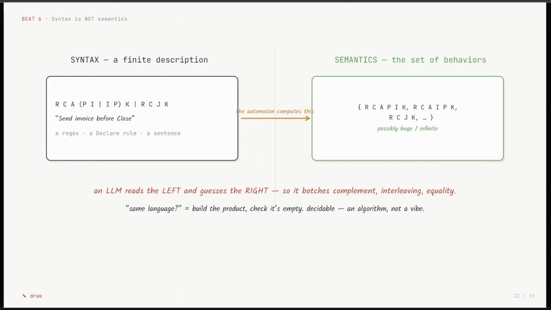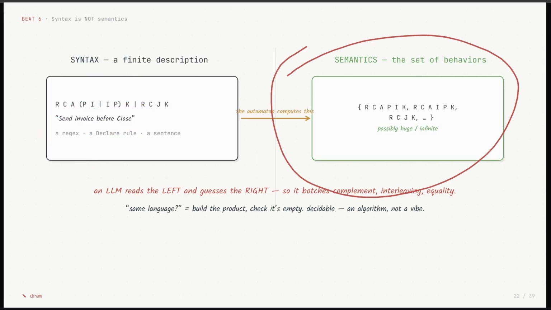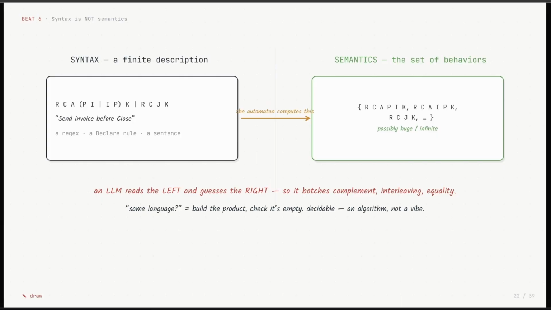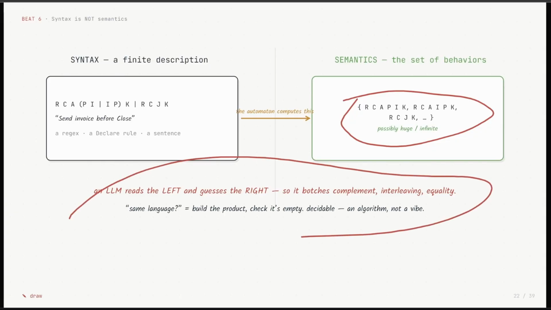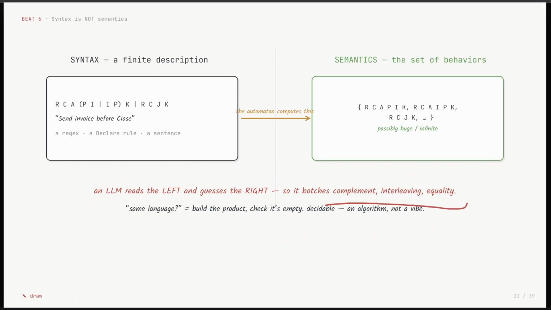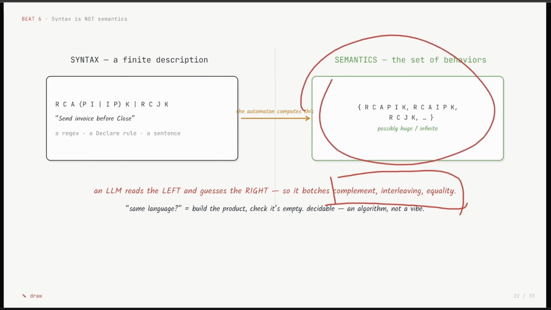So our goal, and the reason why we always build automata, is that it's more rigorous and you can find all the possible traces. And for LLMs, that's very valuable because LLMs rely too much on vibes. They botch complements, interleaving, and equality. So building automata can bring them more context and stability.